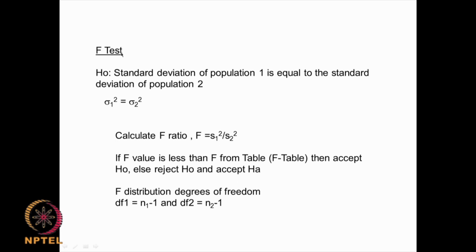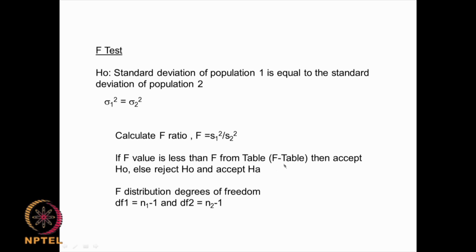That means I am comparing the variation from sample 1 and sample 2. So, the H naught could be sigma 1 square is equal to sigma 2 square, that means variances are the same, or the alternate could be sigma 1 square is different from sigma 2 square. So, we calculate the F ratio, which is given by S1 square by S2 square. S1 and S2 are the sample standard deviations. So, S1 square is the variance.